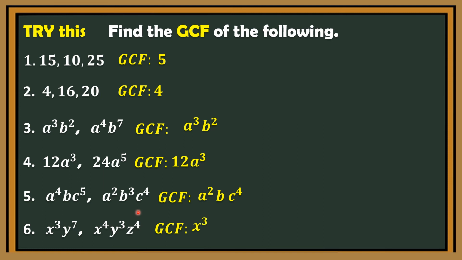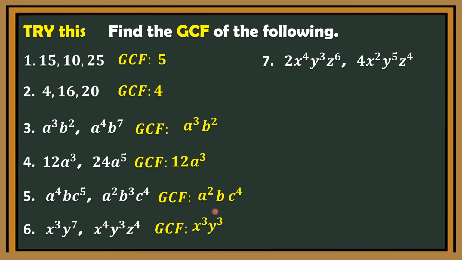For X, X cubed. How about for Y? Y cubed. And then look at Z. Is it common to each term? No. Therefore, no need to get the greatest common factor of it. Therefore, the final answer or the greatest common factor of these terms is X cubed, Y cubed.